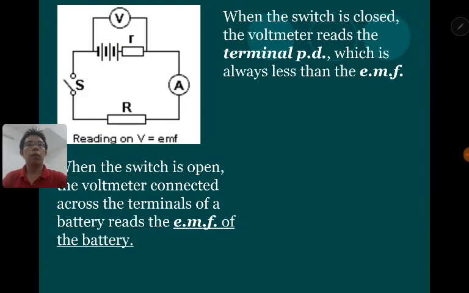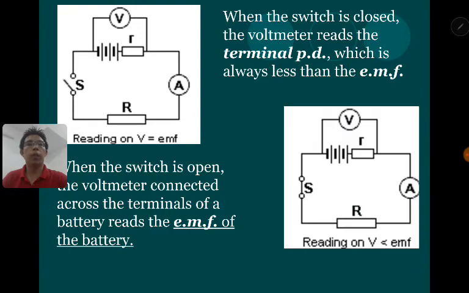When the switch is closed, the voltmeter will read the terminal PD. When this is in contact, it will read the terminal PD, V_T, and the value will usually be a bit lower than the EMF. Let's say you notice that here is 9 volts. Then when you close the switch, you will notice that it might have dropped to 8.5 volts.